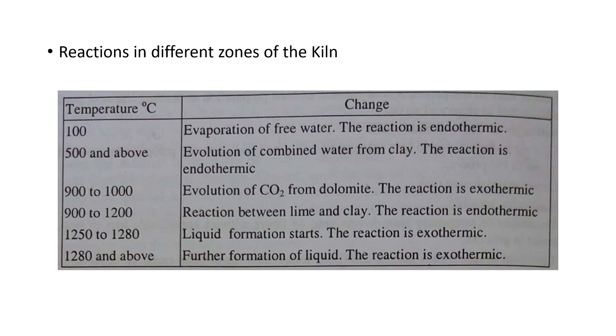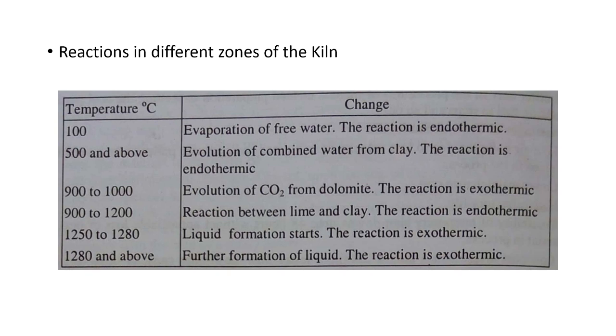Now, what is the product of this burning process? That is clinker. So what is clinker? Clinkers are small round balls with greenish black or gray color discharged from the rotary kiln.